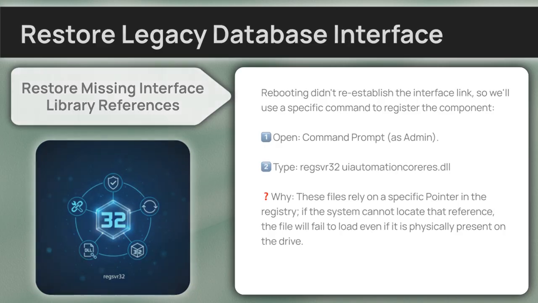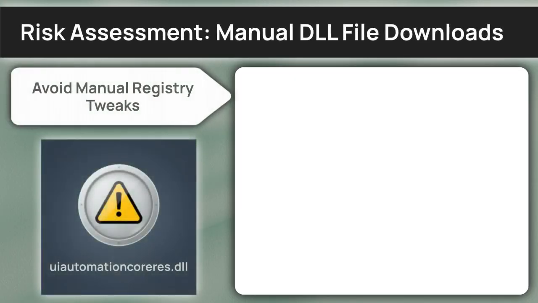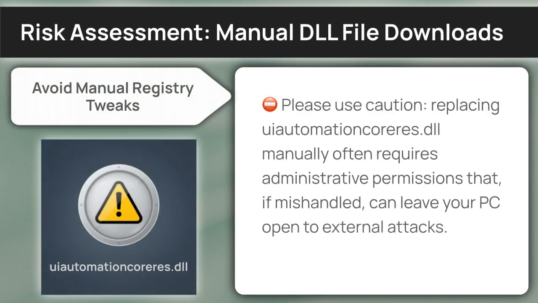To protect your system architecture, I have a few recommendations regarding file authenticity. Technical warning: many online file mirrors provide versions of User Interface Automation Core Resources DLL that are either corrupted or intentionally modified, putting your privacy at risk without resolving the underlying execution error.